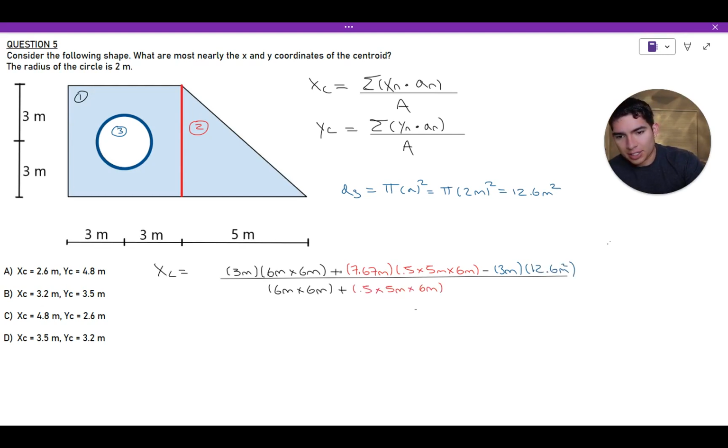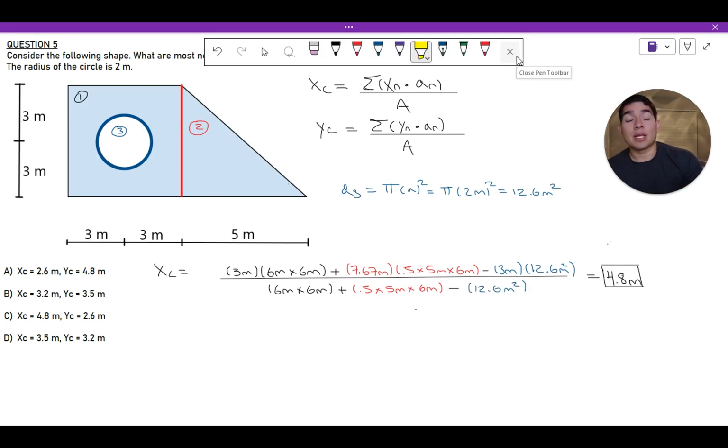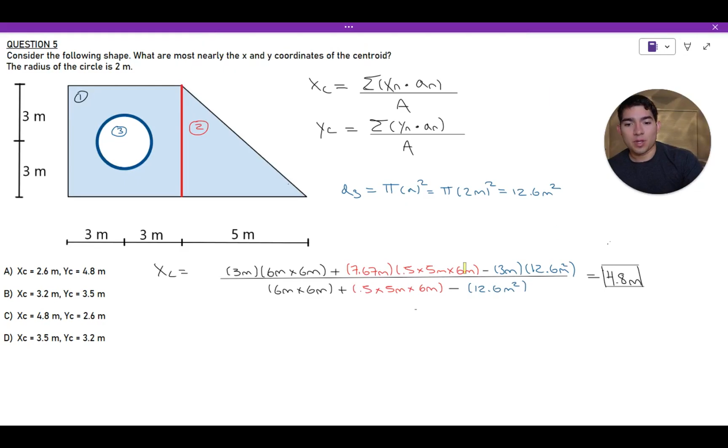This right here actually needs to be a positive sign. So before we run that calculation, I just needed to point that out. So we're adding these two and we're subtracting this circle right here. This is the component that we're removing to find our answer. So once we put that in our calculator, we're going to get 4.8 meters for the x coordinate of the centroid.